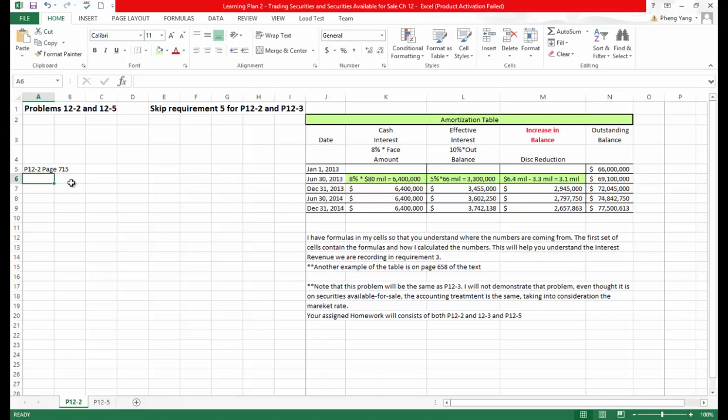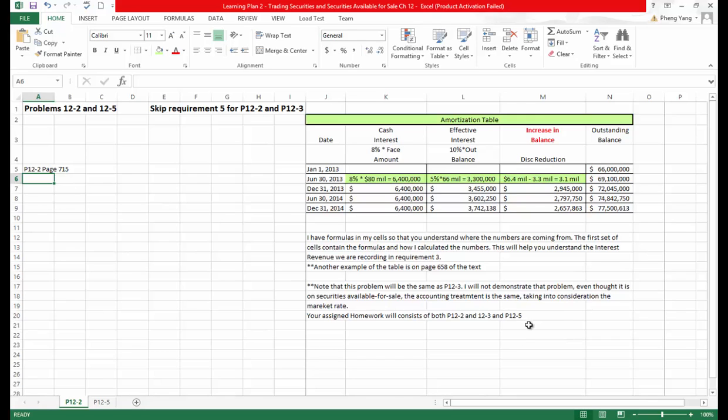As you might notice, problem 12-2 has the same scenario as problem 12-1, which we already did in the first demonstration video. But 12-1 was on securities held to maturity, so the accounting for that is a little different. Because this is for trading securities, the market value, or market yield rate, does in fact influence the interest that's going to be recorded. That is the difference here.